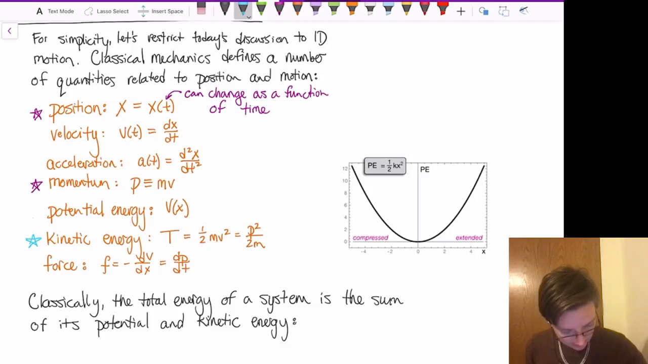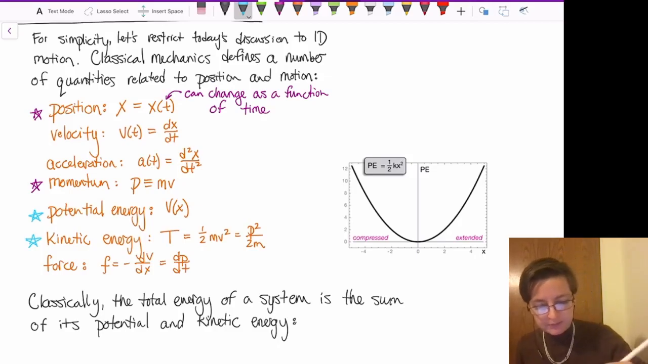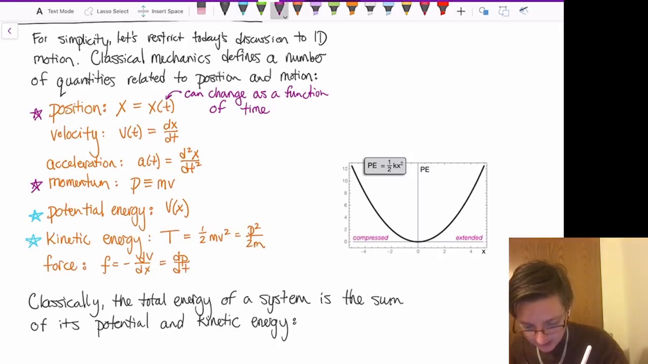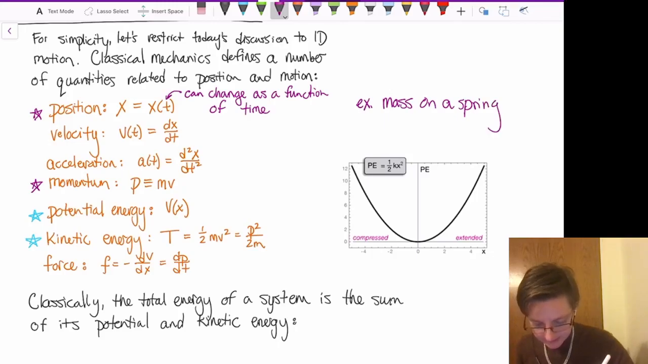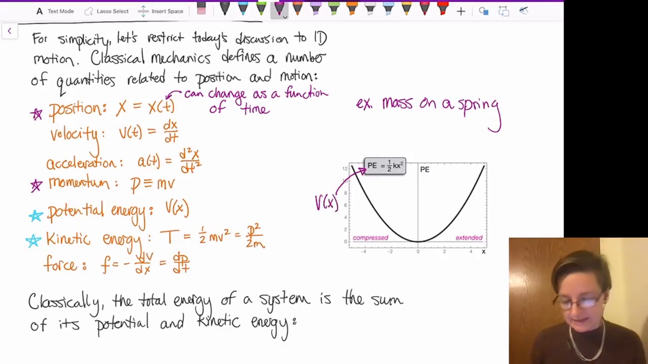The potential energy, on the other hand, really depends on what circumstance the particle finds itself in. To provide a concrete example of one way of thinking about potential energy, an example you may have been given in your physics class would have been a mass on a spring. So here's the potential energy. This graphic that I pulled up is using PE, but we're going to use V of x in this class.